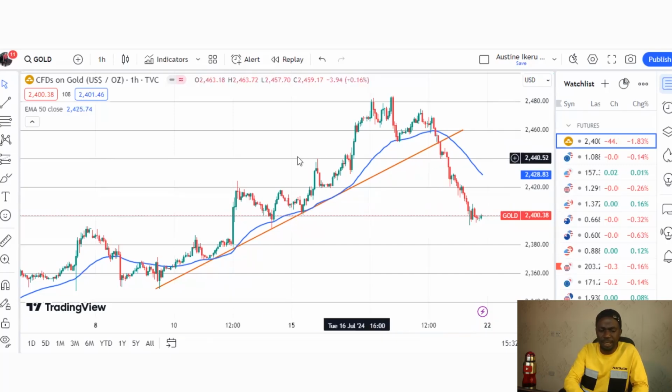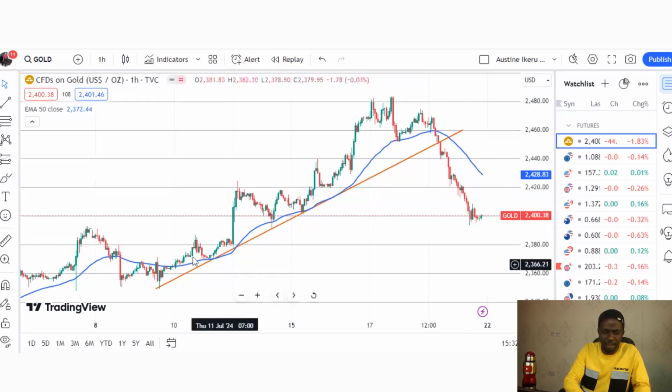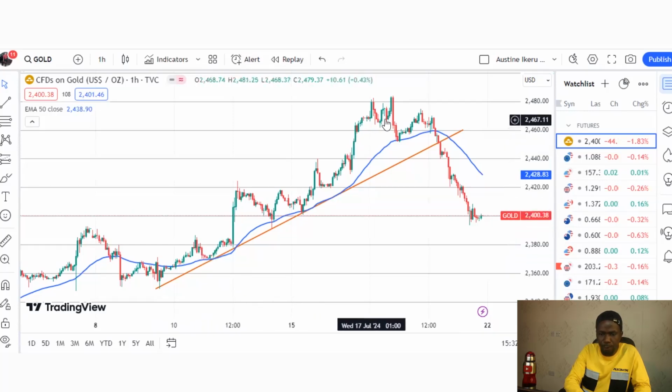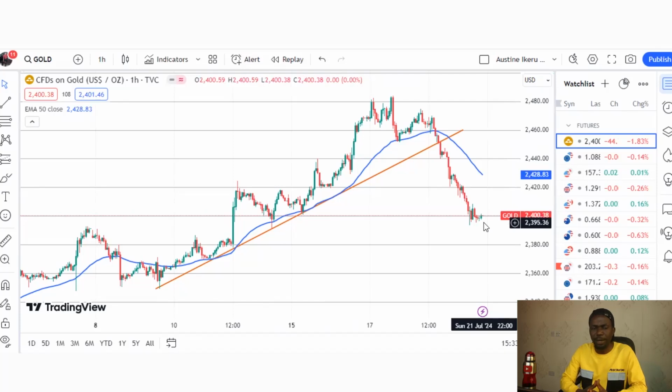So you can see that each time the price is above the moving average, the market is always going up. You see that the price is above the 50 EMA. You can see the directional movement of the market up. And when the price eventually crosses below the 50 EMA, you can see that the price is now going down. So that is why I say the moving average helps us to know the directional movement of the market.